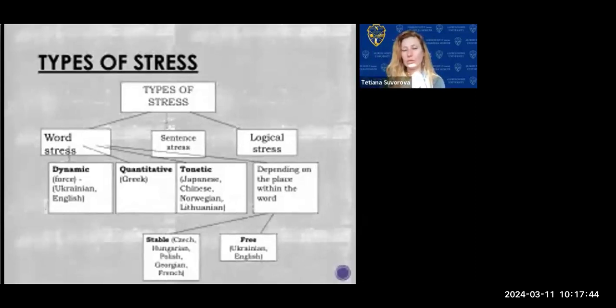Well, when we have a look at the general types of stress that exist in all languages, we divide word stress, sentence stress, and logical stress. Sometimes we need it just to emphasize some idea or thought, or draw attention to something within the sentence. So it can be dynamic word stress, I mean quantitative, phonetic, and dependent on the place within the word. As you can see, dynamic Ukrainian and English go together, quantitative Greek, phonetic Japanese, Chinese, Norwegian, Lithuanian. And also, depending on the place within the word, it can be stable, for instance Czech, Hungarian, Polish, Georgian, French, or free, as in Ukrainian and English.